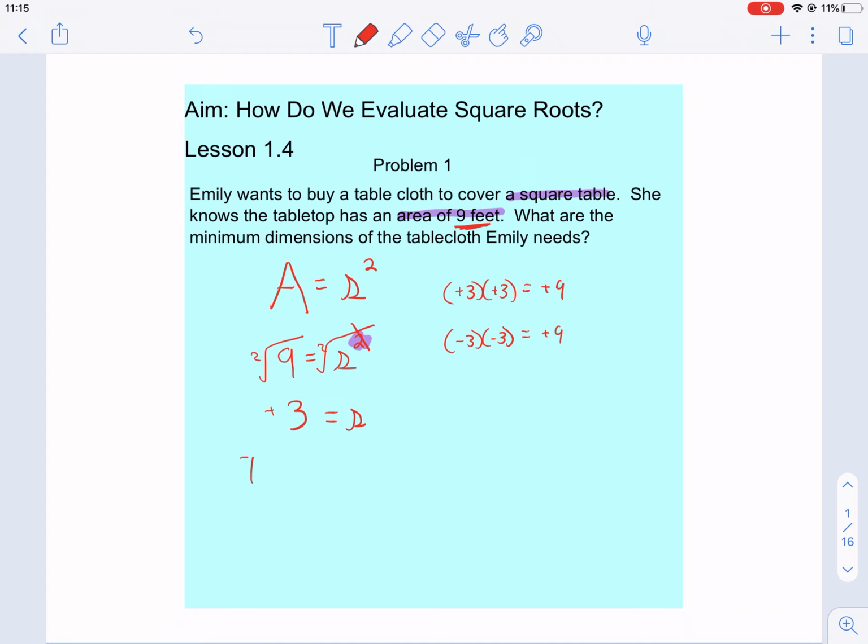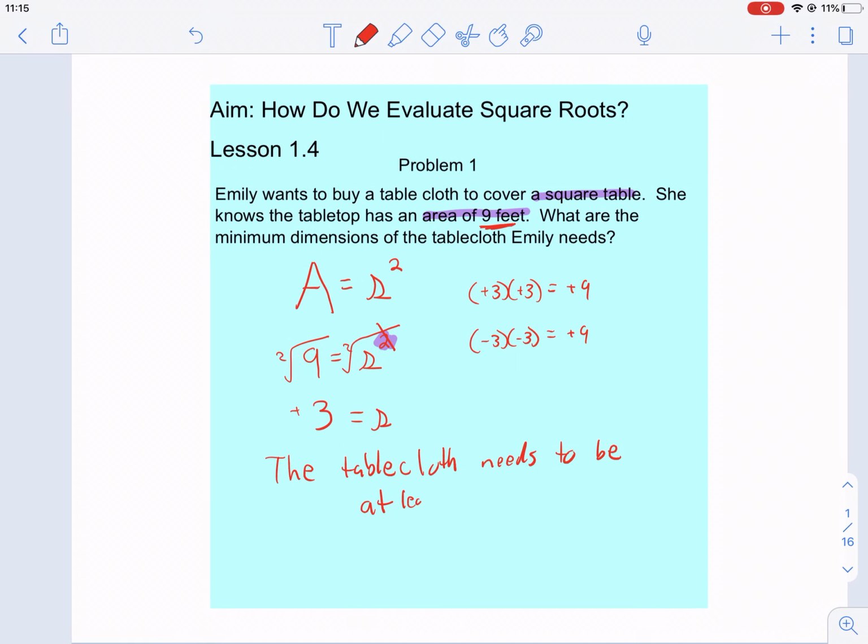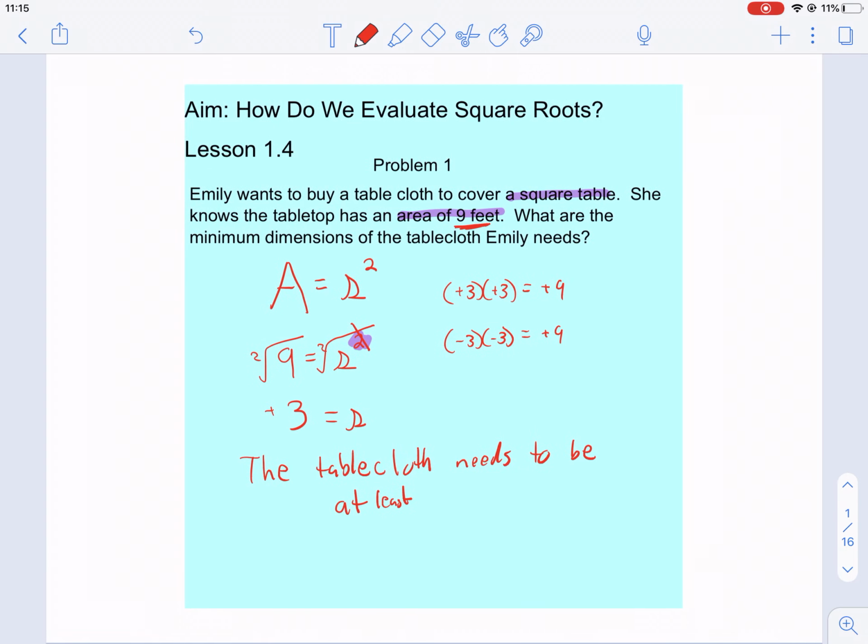So that means that the tablecloth needs to be at least 3 feet by 3 feet. So those are the minimum dimensions of the tablecloth that Emily needs.